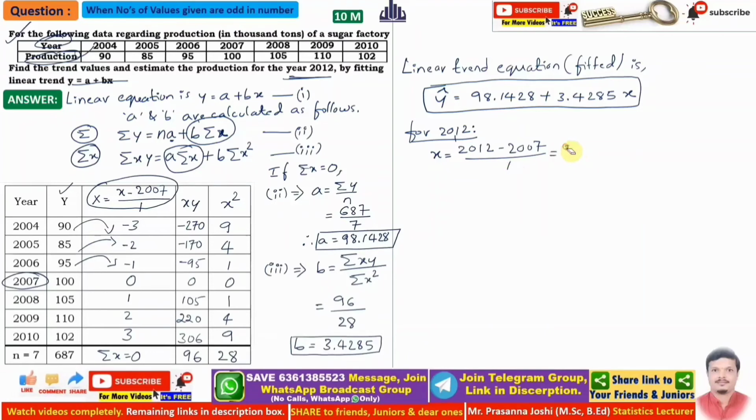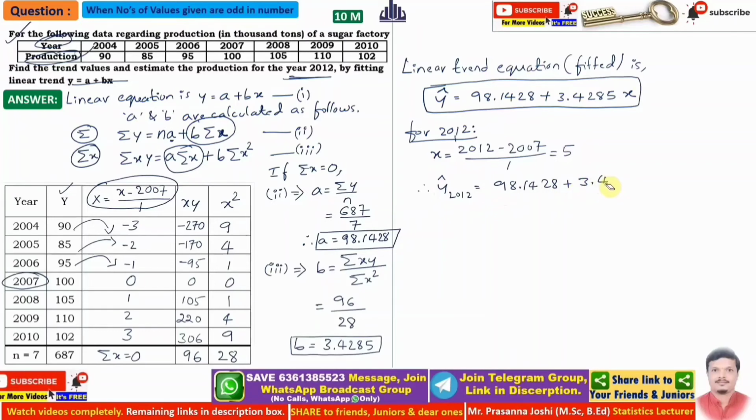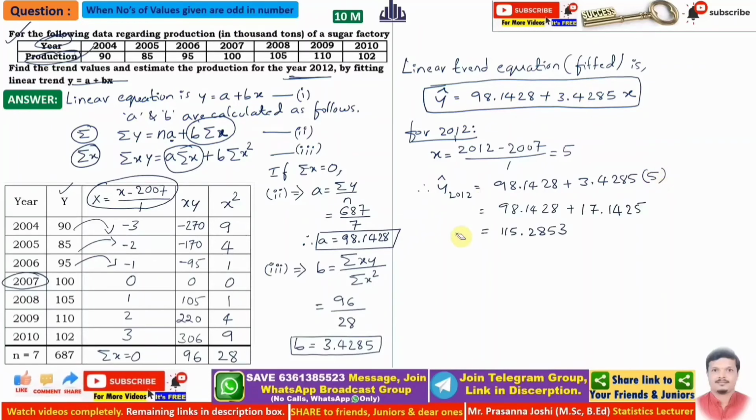So is it not 5? Yes, x equal to 5. This x equal to 5 is to be substituted in this particular equation in place of x. Therefore, y cap 2012 is equal to 98.1428 plus 3.4285 as it is, and in place of this x, 5 is to be put. So y cap 2012 is this much.